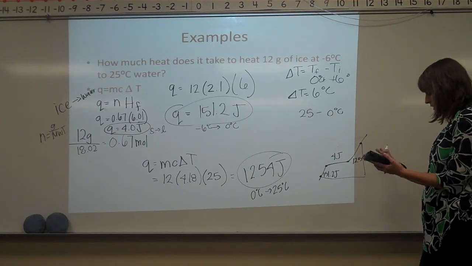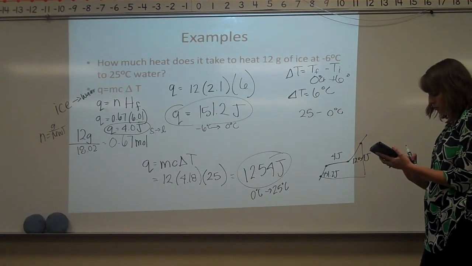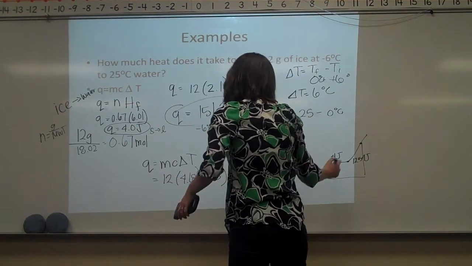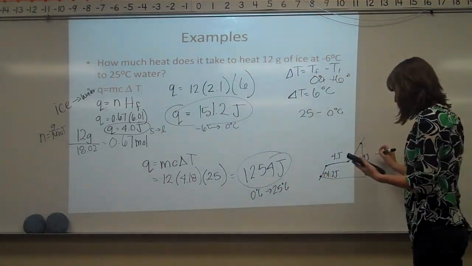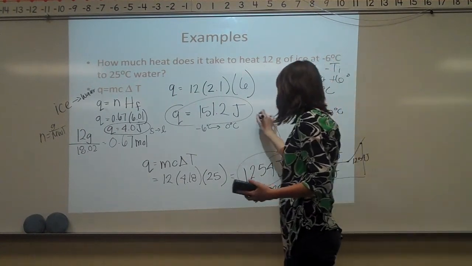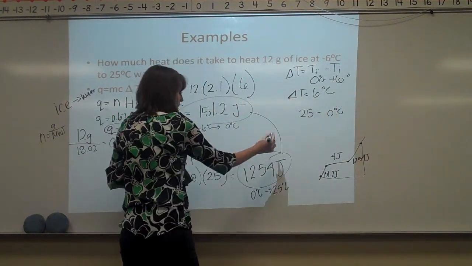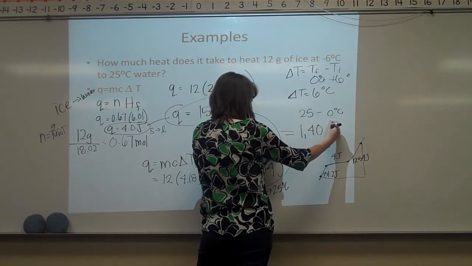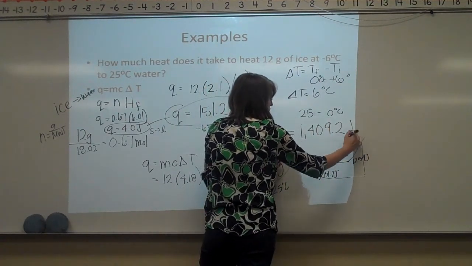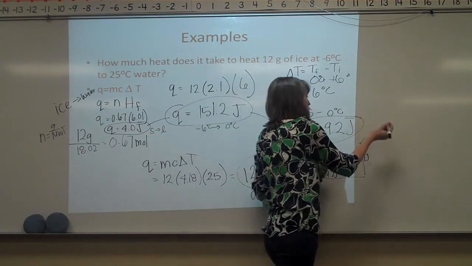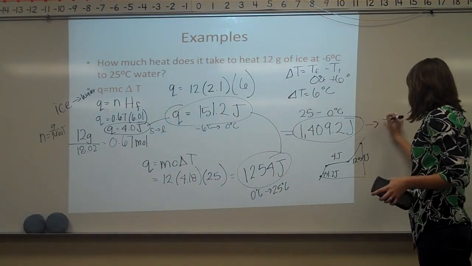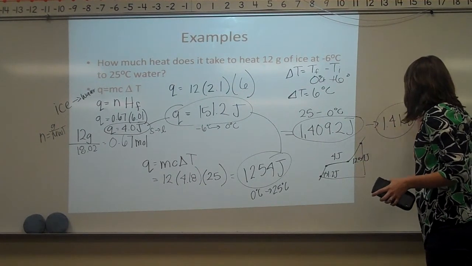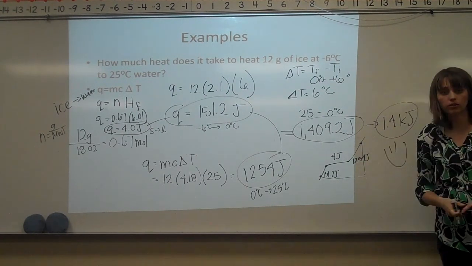So we're going to take this number plus our 4 plus 151.2. You take all of those and add them together, and our final answer is 1,409.2 joules. Again, we usually say this in kilojoules, so it will be 1.4 kilojoules. And that is how we do this.